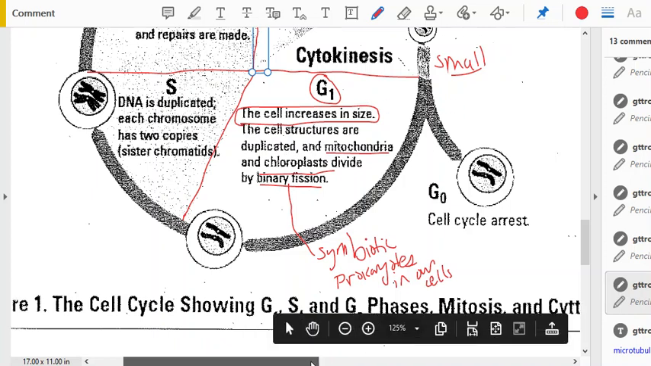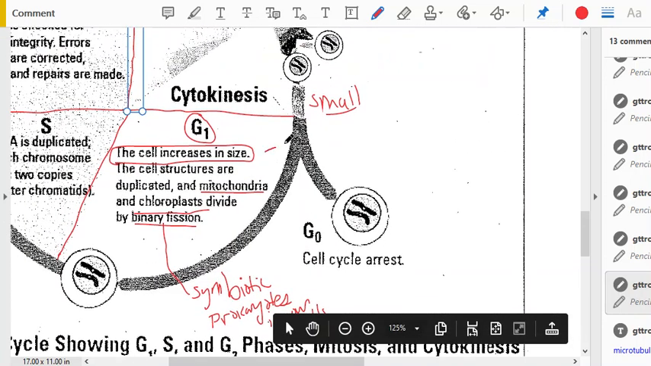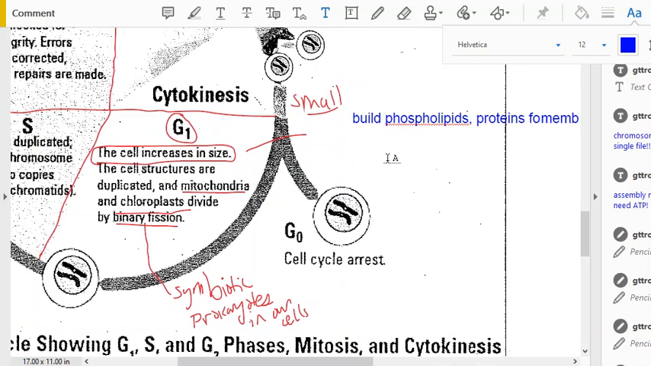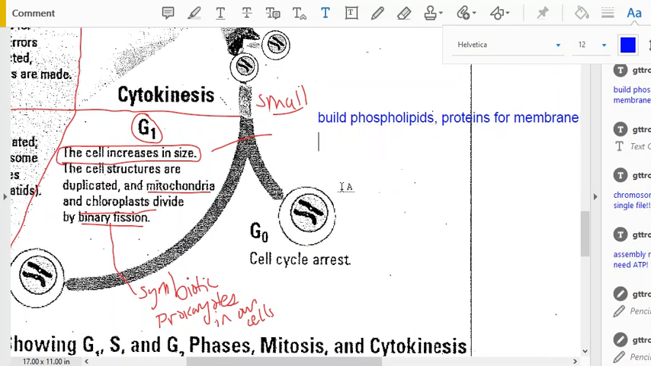So let's make some more notes. Let's say we're going to build phospholipids, proteins for membrane. Let's make a note that this is an anabolic process, right? Anytime you're constructing something, you're putting things together, you're synthesizing, you're doing dehydration synthesis. This is an anabolic process that needs ATP. So we can go ahead and add that.